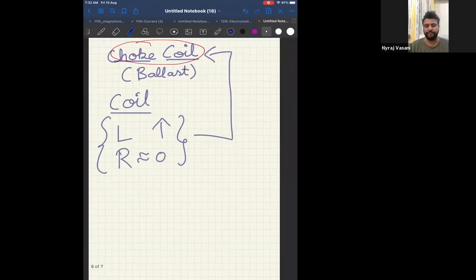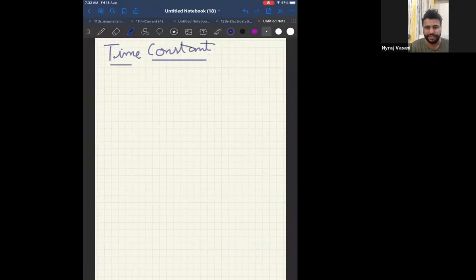Now, time constant is another parameter which is denoted by the letter tau. Tau means same like torque. And the formula for time constant is RC. That's it. Resistance into capacitance. So if they ask you what is time constant in a circuit, answer is only RC. If they ask you time constant, answer is only RC.